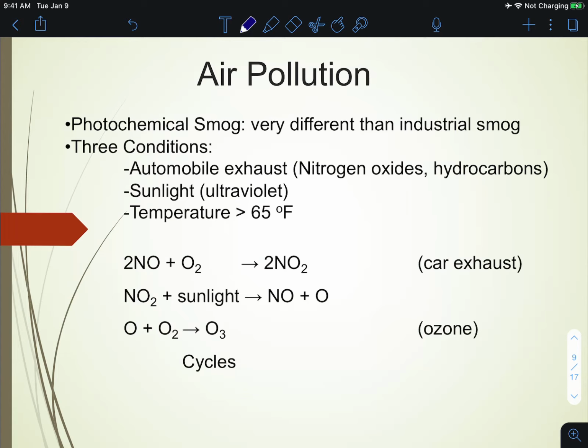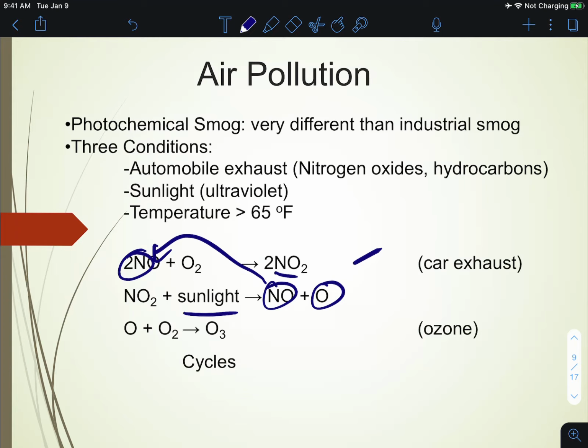Photochemical smog is a big topic, something your book talks about, and you need to become familiar with. It's very different than industrial smog, which came from burning coal and was basically a combination of smoke and fog. This is really these brown hazes I've talked to you about. Here's the car exhaust reaction, the NO that forms, and then on to NO2. And then with sunlight present, we get to form this again, so it can cycle back around.